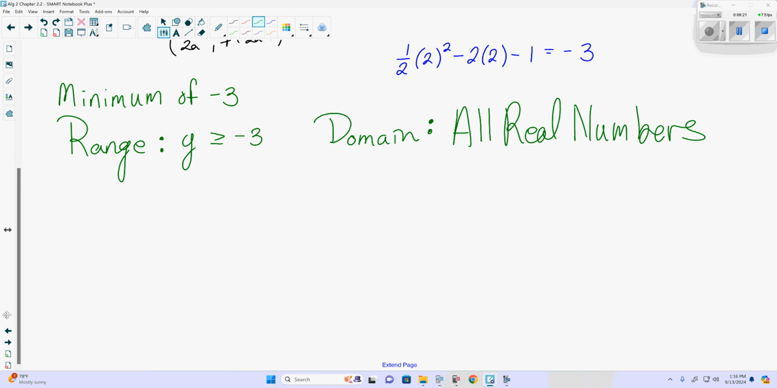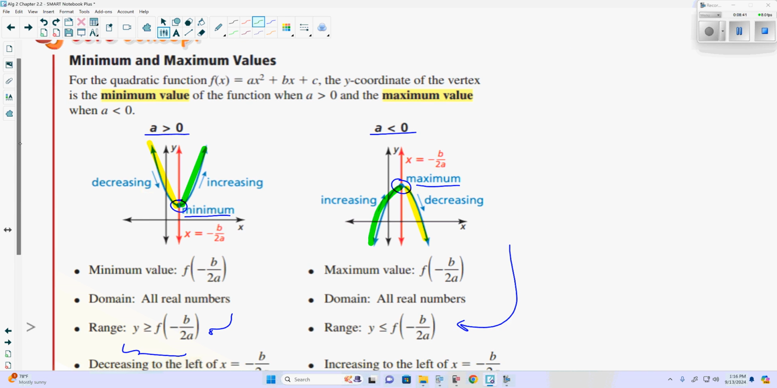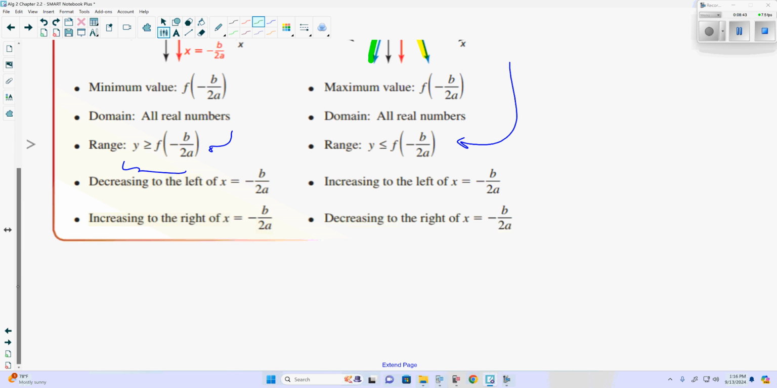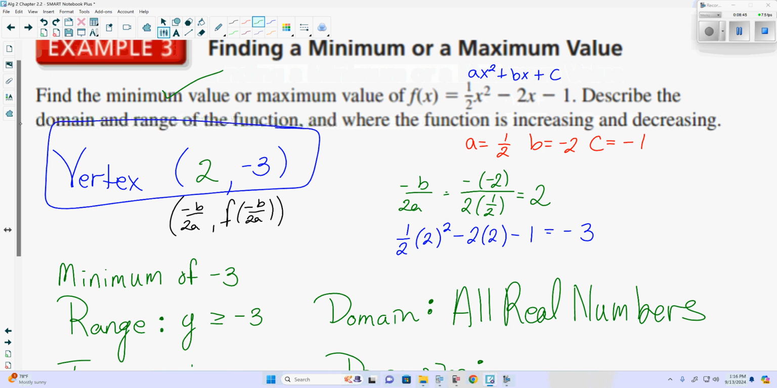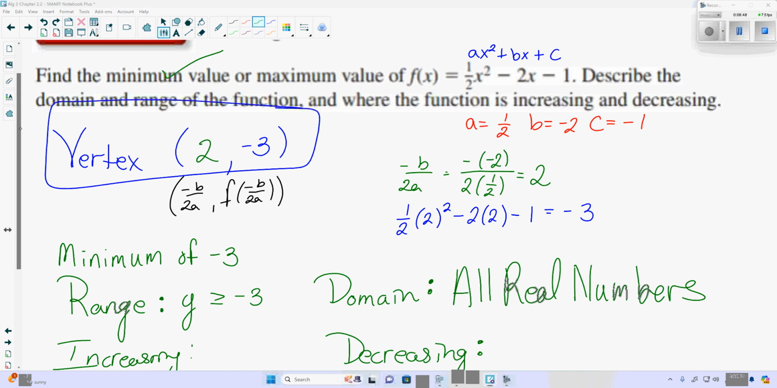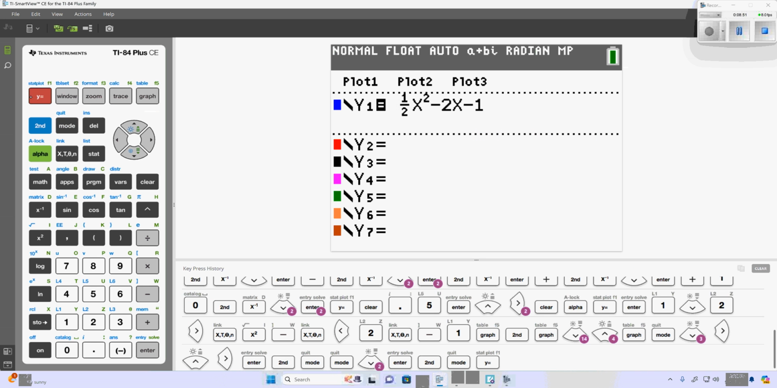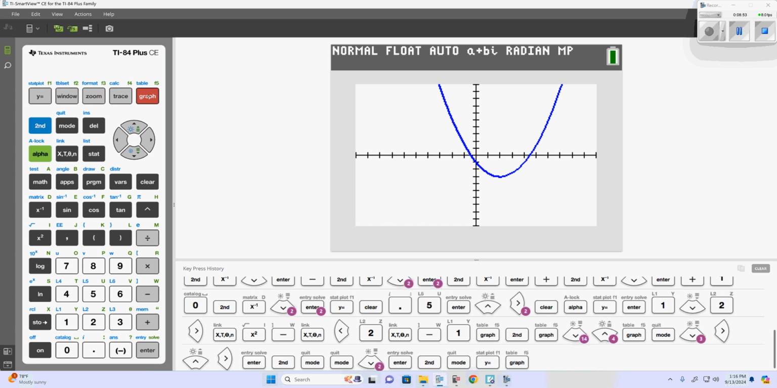And the last thing we have is increasing and decreasing. Now, in the general form here, it really tells us to the left of this, to the right of this. Now, the other way we can find it is, well, looking at the graph. And this here is the graph. I've already typed it in for us.